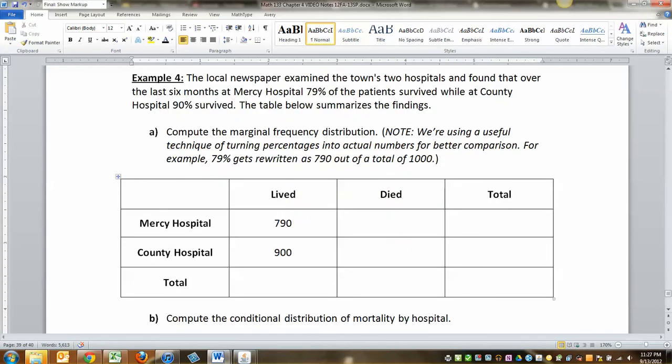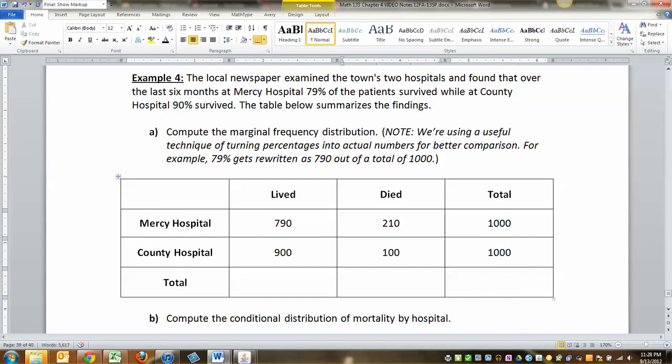So, let's compute the marginal frequency distribution. We're using a useful technique of turning all the percentages into actual numbers for better comparison. For example, 79% gets written as 790 out of a total of 1,000, and that would mean 210 died. And then you change it to 1,000 over here, and that would mean 100 over here.